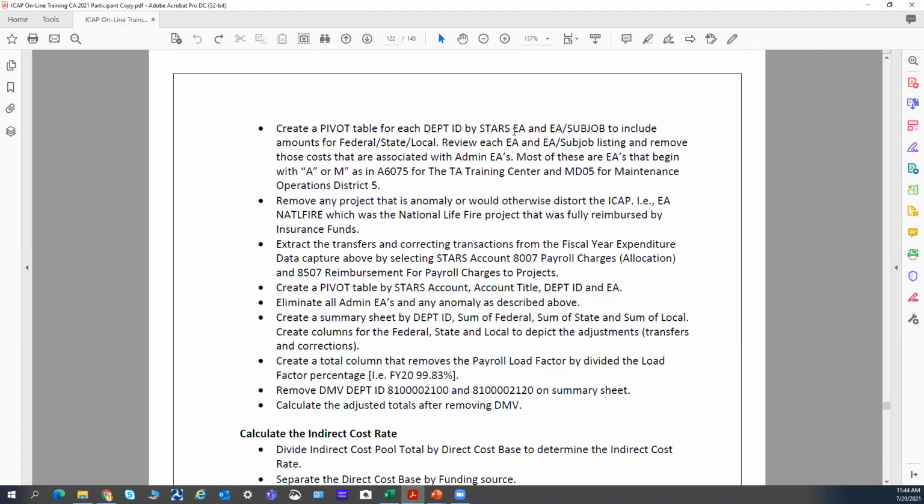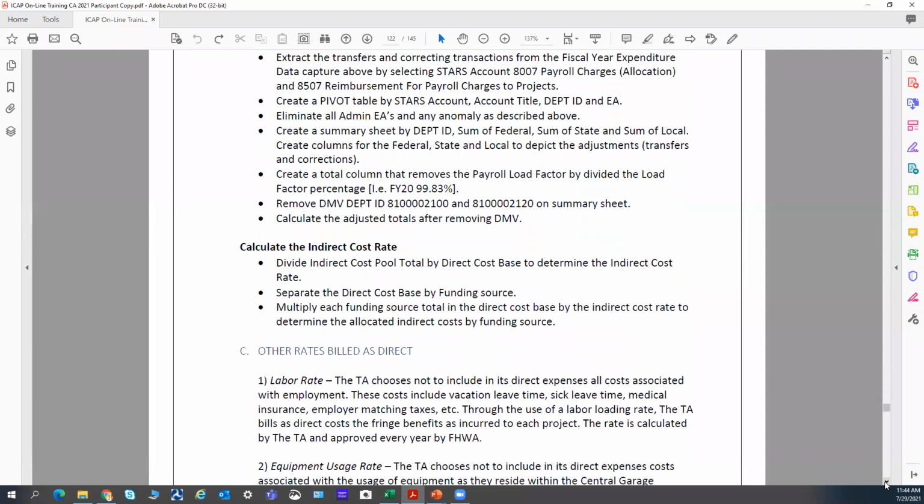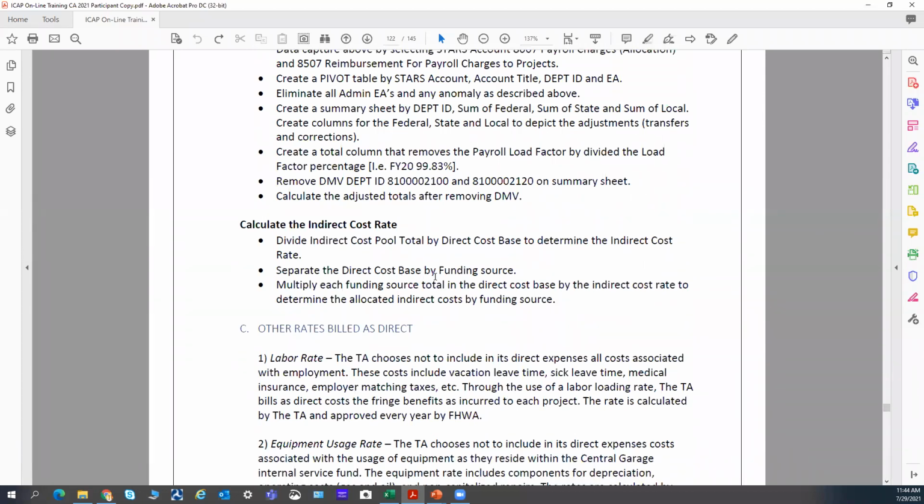They talk about the pivot table, which we don't ever see any of that. That's an internal process. But here's remove any project that is an anomaly or that otherwise would distort the ICAP. And then they've got some queries here. But anyway, it just goes on and on and on. And then we get down here and they start to talk about calculating the indirect cost rate, separating the direct cost base from the funding source, so on and so forth.